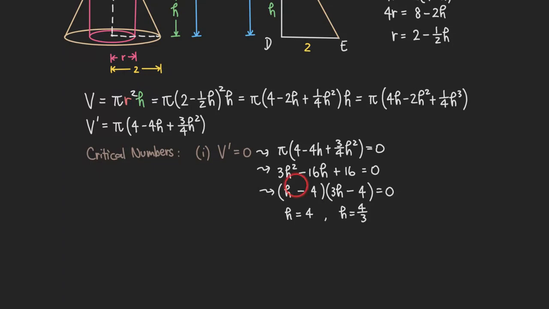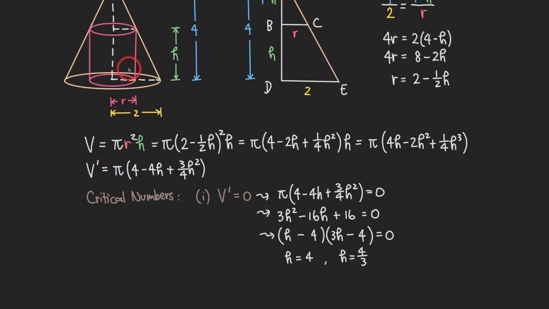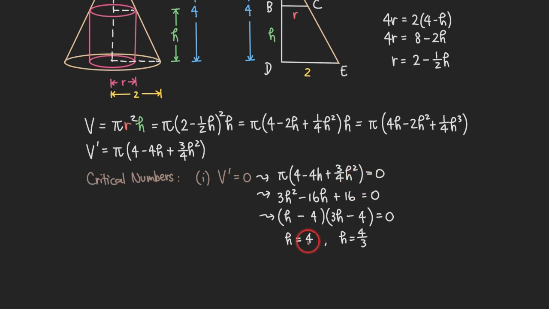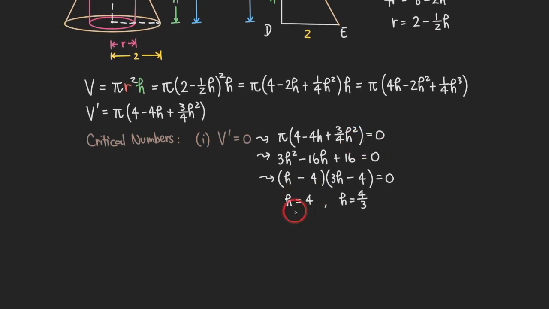Now, remember that I just mentioned earlier that when h is equal to 4, what happens? We get 2 minus 1 half times 4. So think about plugging in the 4 in here. 4 times 1 half is 2. 2 minus 2, we get 0. So r is 0. That means what? The radius is 0, but that's not okay because when you are constructing a cylinder in the cone, we cannot really have the radius being 0, so that's not okay. So that means this is not something that we want.